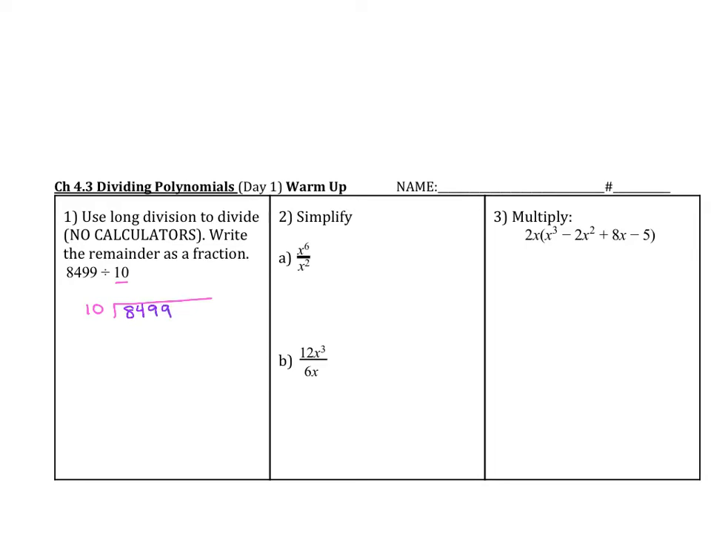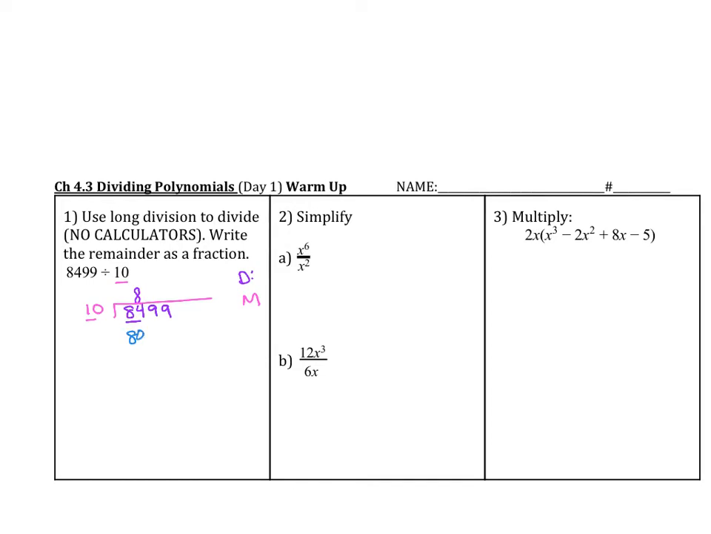the long division bar. So remember what we do first is we divide. We look at how much does 10 go into 8? Well, 10 doesn't go into 8, but 10 does go into 84. So 10 goes into 84 8 times. Then what we do next is we multiply. We multiply 8 times 10, and 8 times 10 is 80.